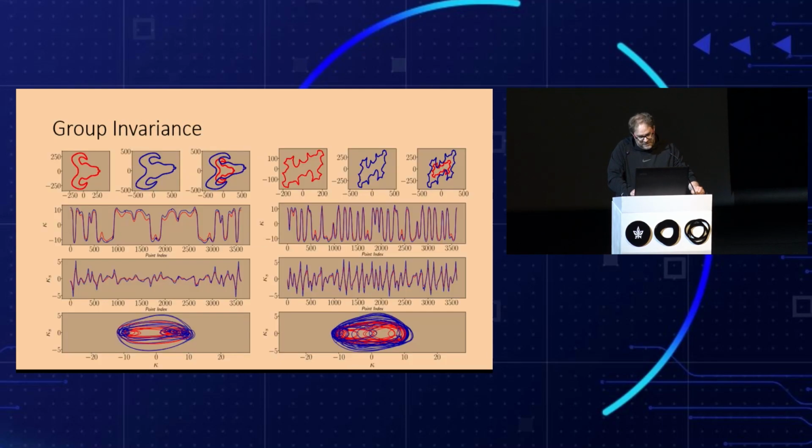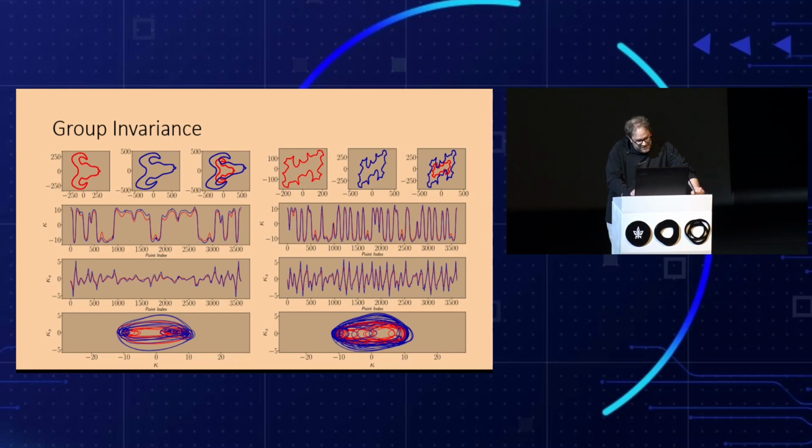To evaluate the group invariance of our model, we evaluate the affine curvature of two equivalent curves, which we see here in red and blue, for example this animal head.